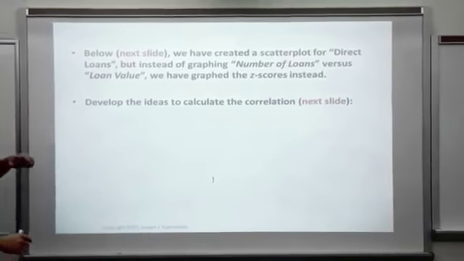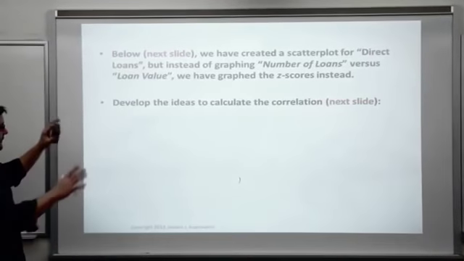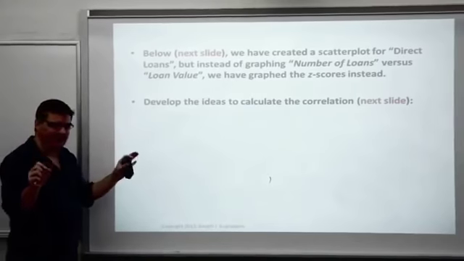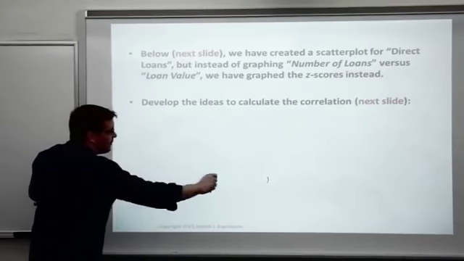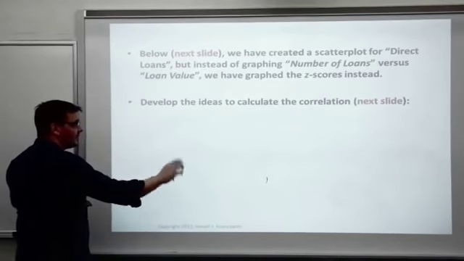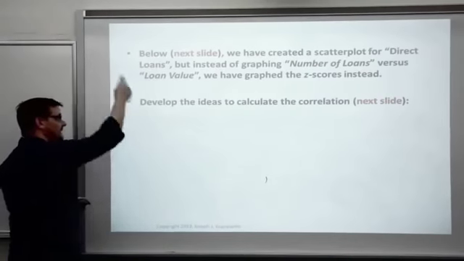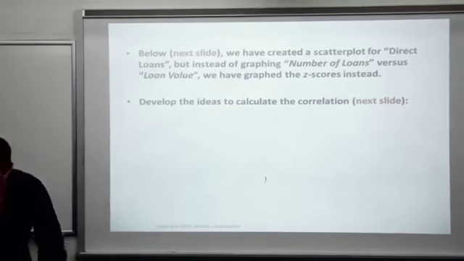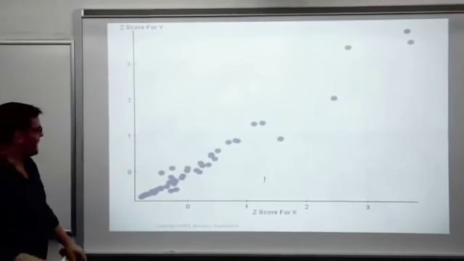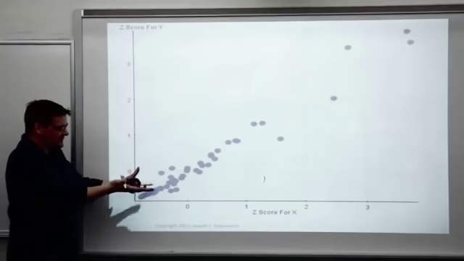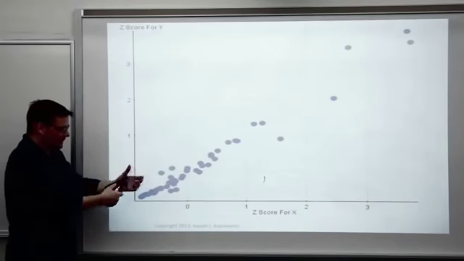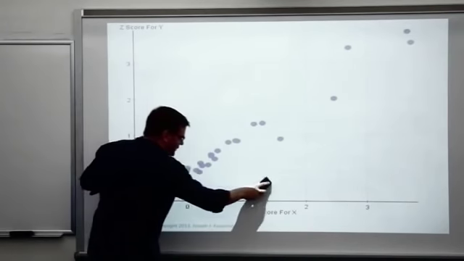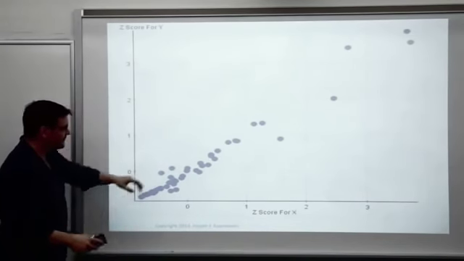On the next slide, we've created a scatter plot for direct loans. But be careful, look at the axes. It's not number of loans anymore on x; it's now the z-scores. And it's not loan value on y; it's now the z-scores. Compare this picture to the previous picture with the original values. It looks exactly the same. So we've converted to z-scores here.